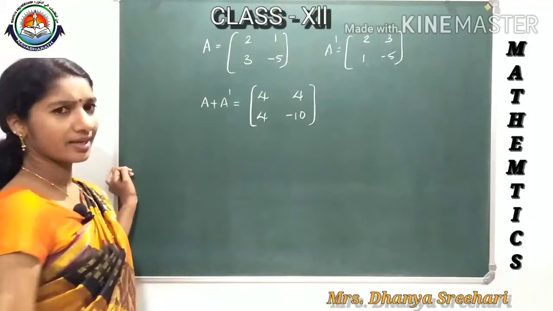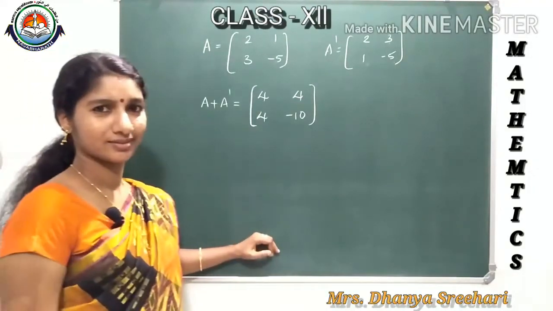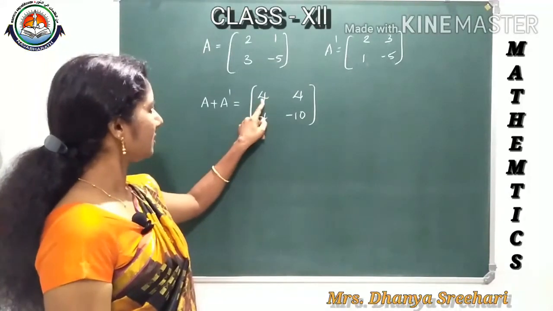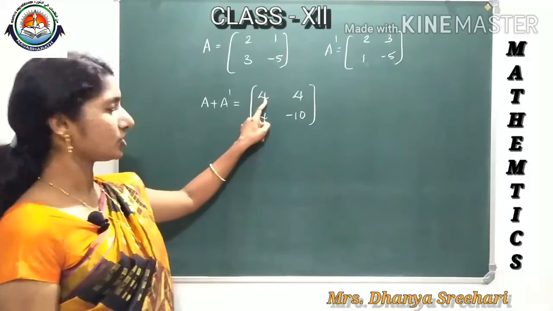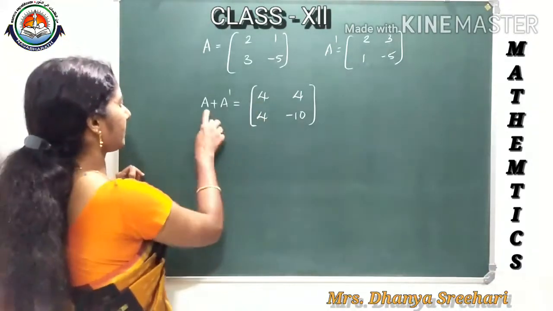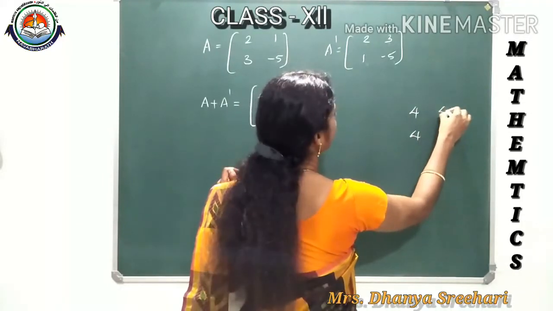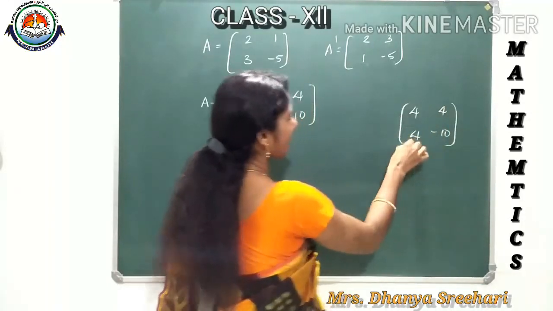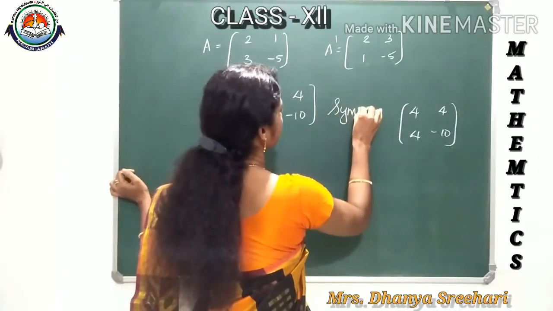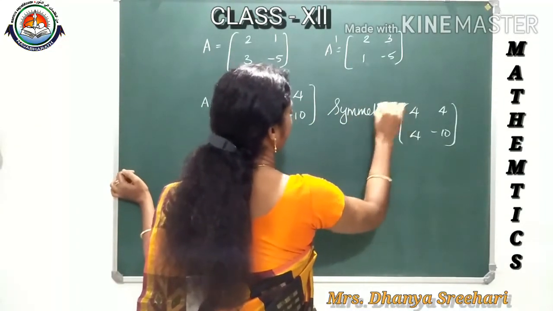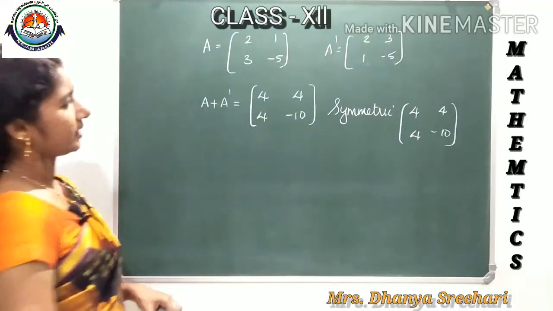Is this matrix a symmetric matrix or skew symmetric matrix or something other? If you interchange the rows and columns, what will you get? A plus A transpose, its matrix, interchange the columns: 4, 4, 4, minus 10. See, the same matrix is coming now. So this is a symmetric matrix. It's a symmetric matrix.